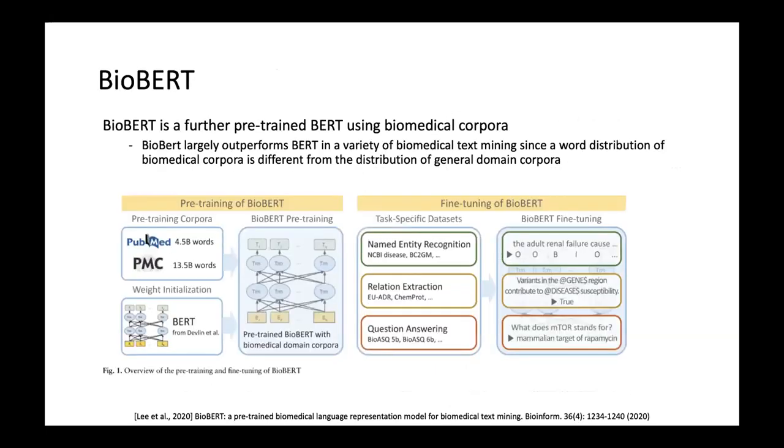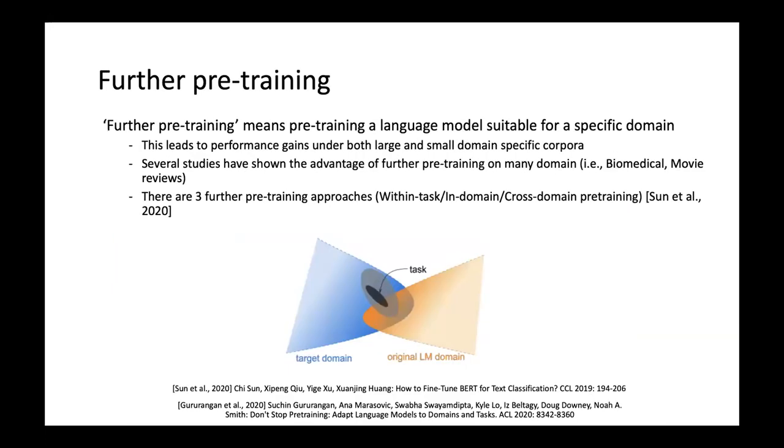I have a question. Yes, please. For the further training, could you go back to the previous slide? The concept of further pre-training is that you pre-train your model, such as BERT or GPT, on a large unlabeled text corpora, and then you pre-train it again in the target domain. Is that the basic concept?